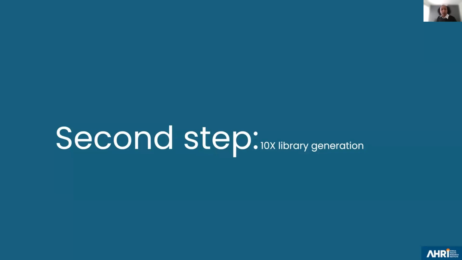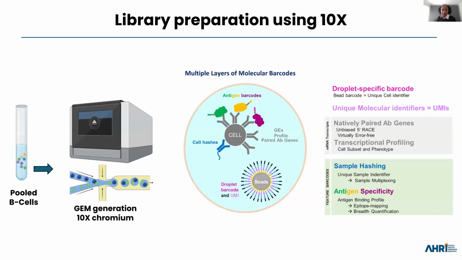After we have isolated our B cells, the next step is to generate the 10x library. This is where I am using 10x Genomics to do my single cell RNA analysis. I start off with the pooled B cells, and I subject them to the 10x Chromium so that I can generate the gems. Then from there, I go on to create my single cell RNA libraries. I'm particularly interested in the VDJ library.